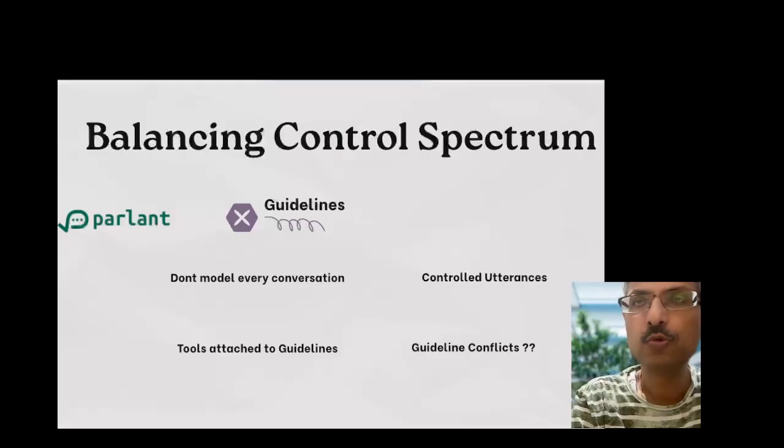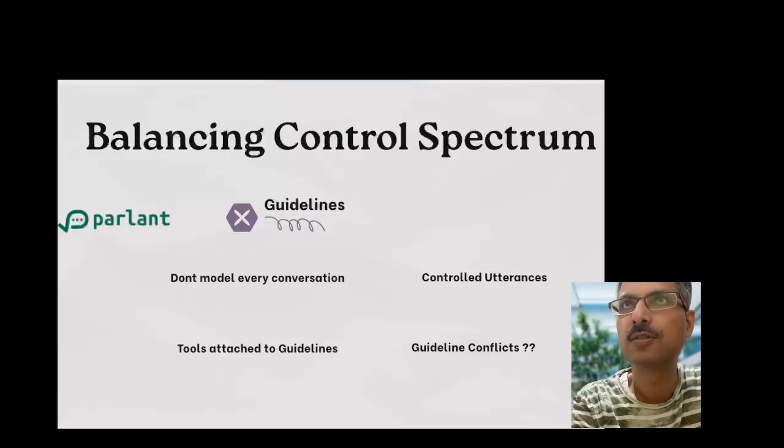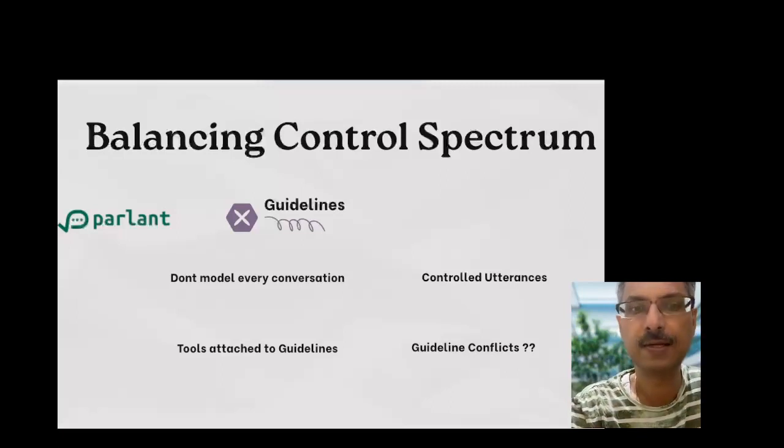The other thing is about tools. If you supply a set of tools to an LLM, it can call them at wrong points, it can call them with wrong parameters, and that destroys the rest of the flow. So tools in the Parlant framework are attached to guidelines. So only when a particular scenario occurs, then a specific tool is called with specific parameters. So that restricts the behavior of language models quite a lot, but not too much, because the user can specify the guidelines.